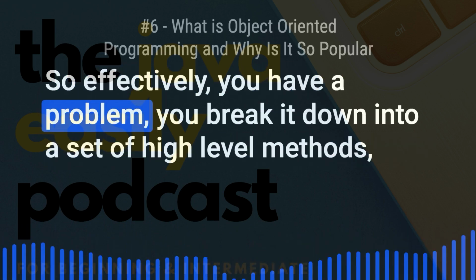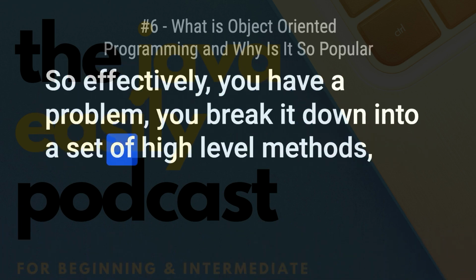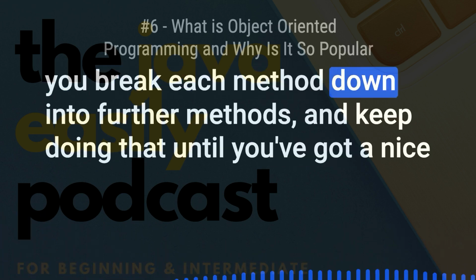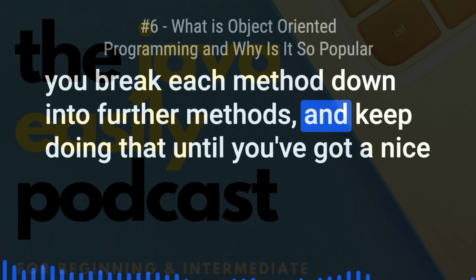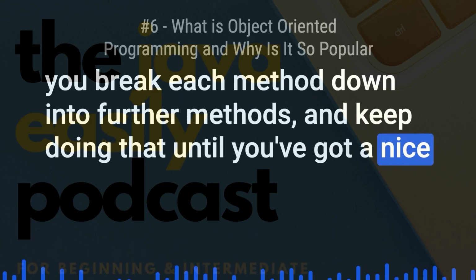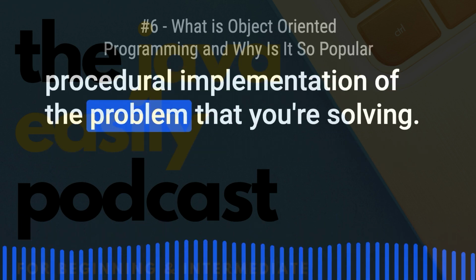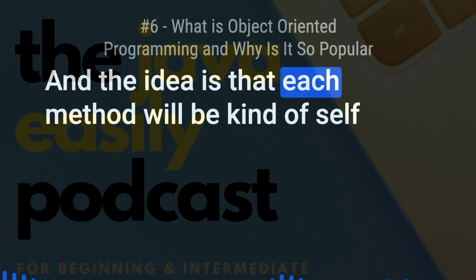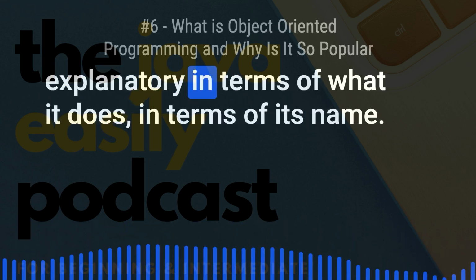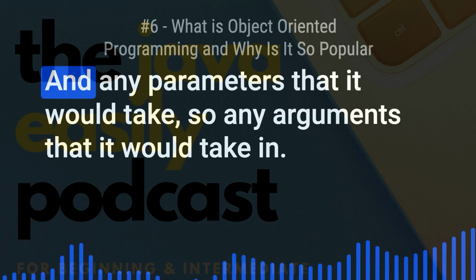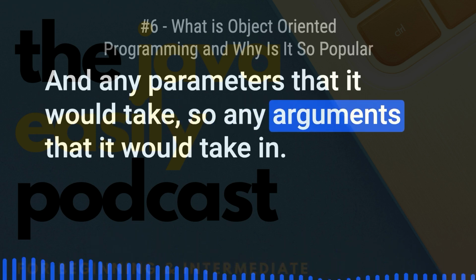So effectively you have a problem, you break it down into a set of high-level methods, you break each method down into further methods, and keep doing that until you've got a nice procedural implementation of the problem that you're solving. And the idea is that each method will be kind of self-explanatory in terms of what it does, in terms of its name, and any parameters that it would take, so any arguments that it would take in.